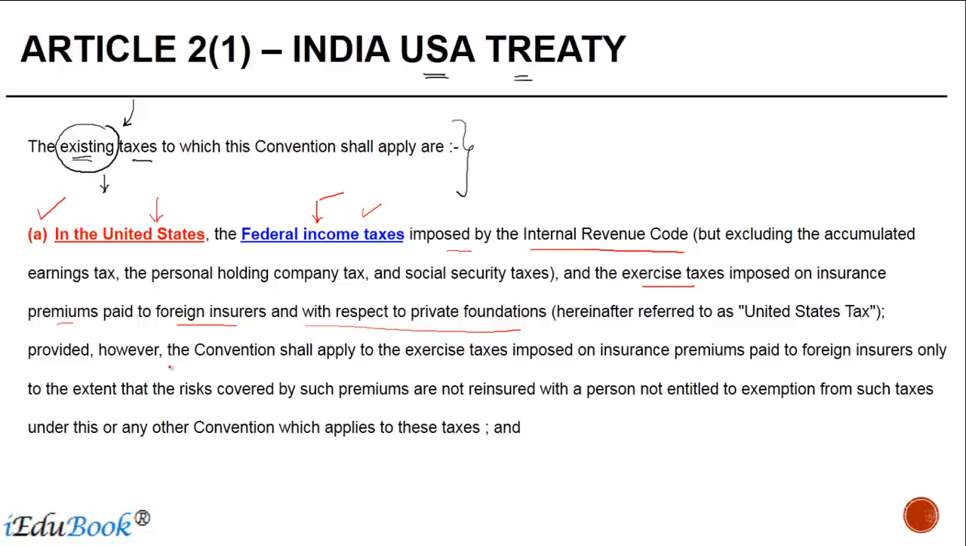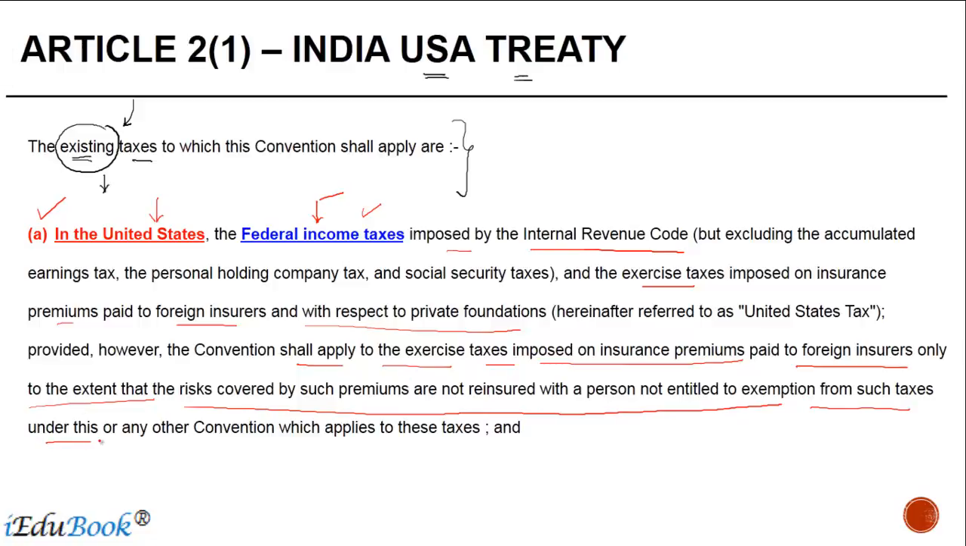Provided, however, the convention shall apply to the excise taxes imposed on insurance premiums paid to foreign insurers only to the extent that the risks covered by such premiums are not reinsured with a person not entitled to the exemption from such taxes under this or any other convention which applies to these taxes. So this is not something which is very common. For the purpose of our discussion today, we would not get into the detail of this. But what I'm trying to say here is that in the United States, it is mainly applicable to the federal income taxes.